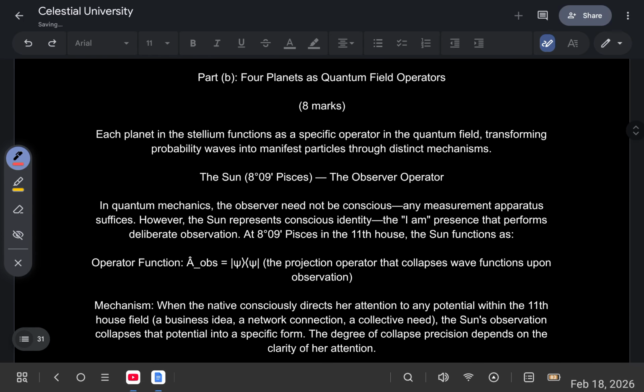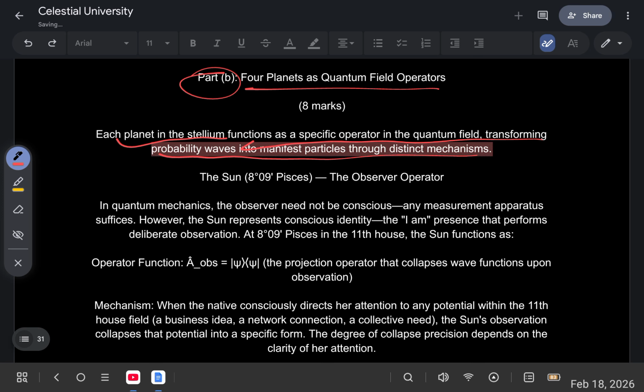Alright, part B, the 4 planets as quantum field operators. Each planet in the stellium functions as a specific operator in the quantum field, transforming probability waves into manifest particles through distinct mechanisms.